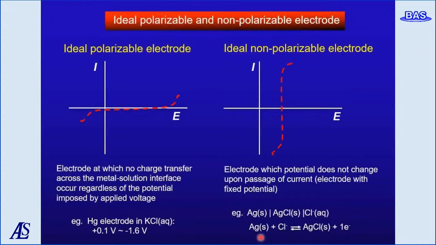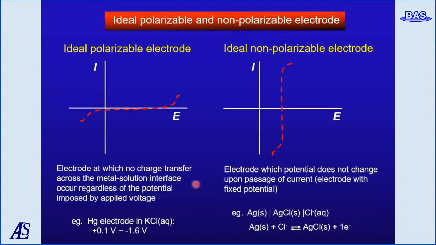Let's continue talking about electrodes. When the current-potential curve is measured with an electrode, two different current responses are observed as the extreme cases, depending on the electrode. One is that no charge transfer across the electrode-solution interface occurs. Therefore, little current flows under the applied potentials. This type of electrode is called an ideal polarizable electrode. The example is a mercury electrode in potassium chloride aqueous solution.